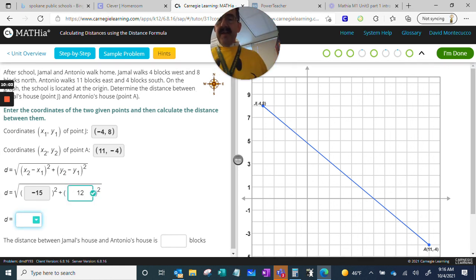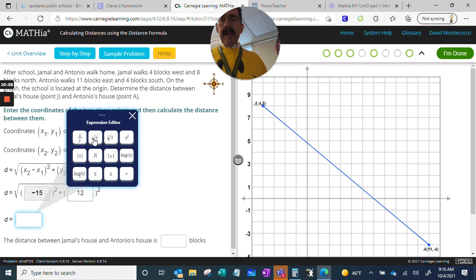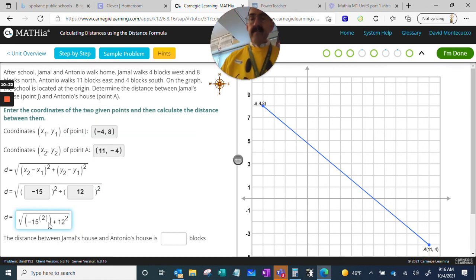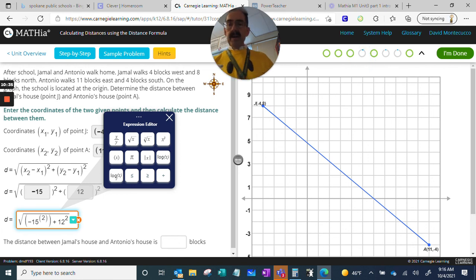Now let's just do the math. We need the square root, and we're going to go 12 shift 2, come back, didn't want to do that, and then we got a plus, and what was it, parenthesis, negative 15 shift 2, close parenthesis, whoop. Okay, 15 squared plus 12 squared, yeah, screwed that up, didn't I? 15 squared plus 12 squared.